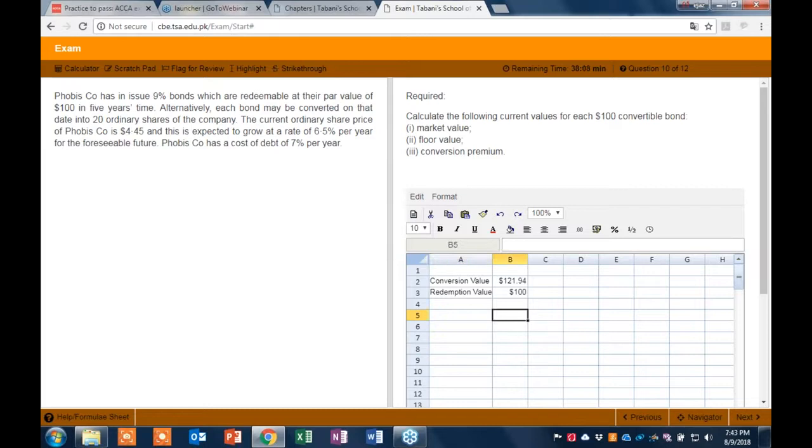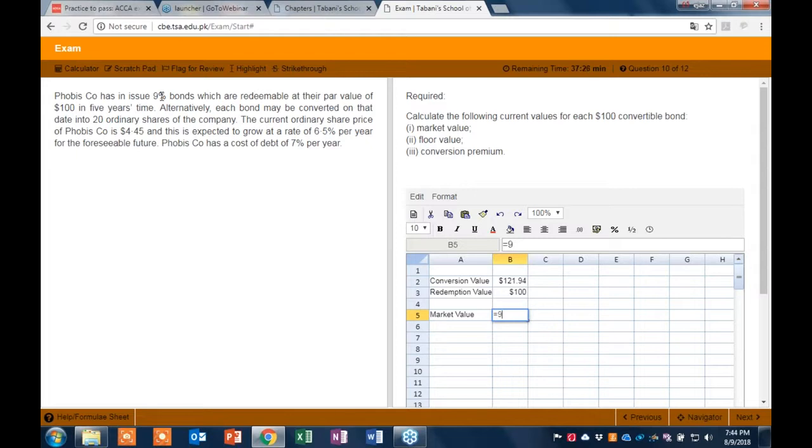So the investor is going to convert it. So this is what he'll be getting after 5 years. So what we need is to calculate the present value of this debt, or the market value of this debt. For 5 years, he will be getting this 9% interest, 9% of the par value. Since par value is $100, 9% of the par value will be $9. So for 5 years, this investor is going to receive $9 every year.